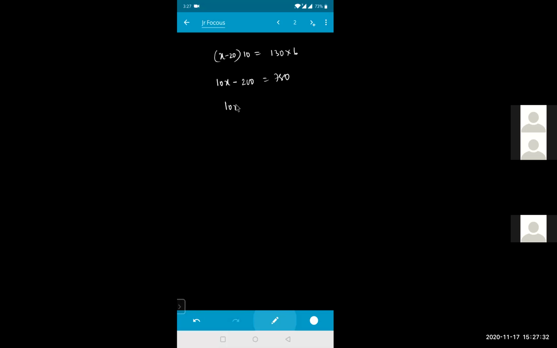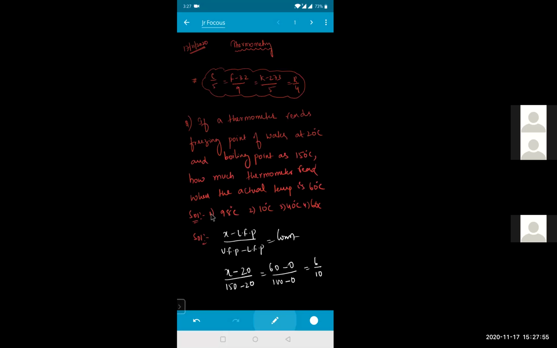So 10x is equal to 780 minus 200; if it goes to the other side, this will become plus. So 10x is equal to 780 plus 200, which is 980. So X is equal to 98 degrees centigrade. So the first option must be the answer. Clear for everyone? Yes, sir.